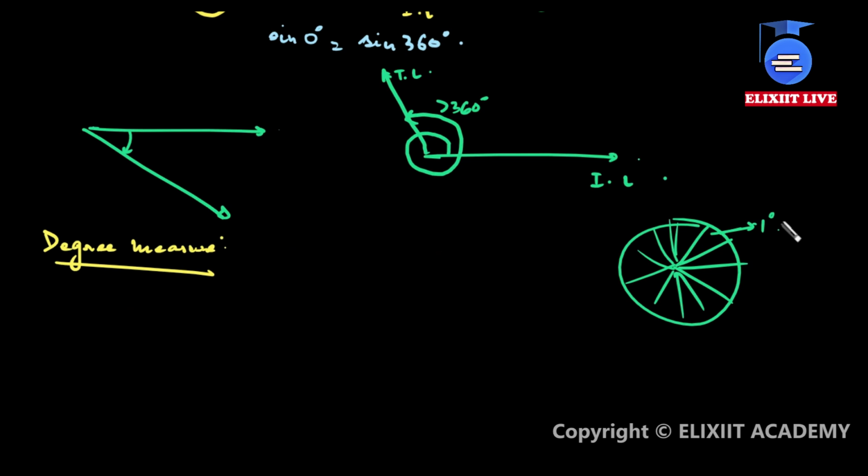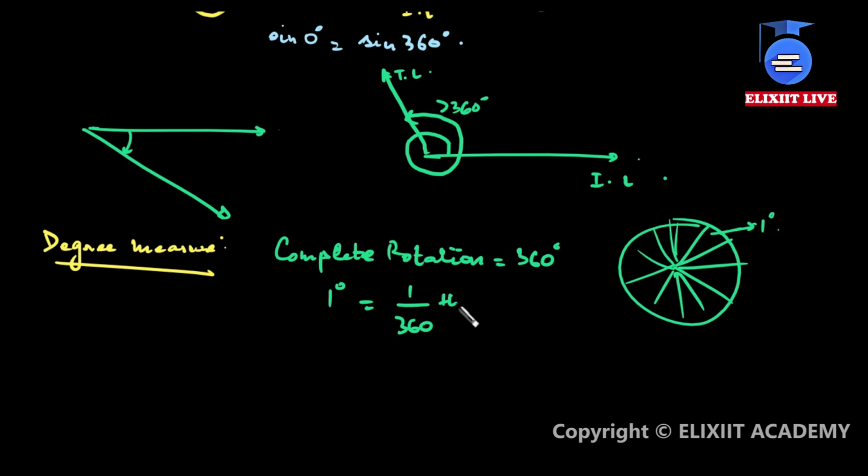Basically, what is 1 degree? A complete rotation is 360 degrees, all of you know this. So 1 degree is 1 by 360th of the complete rotation.